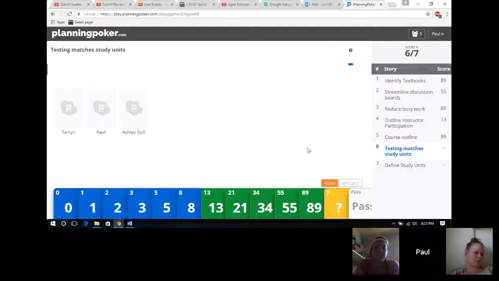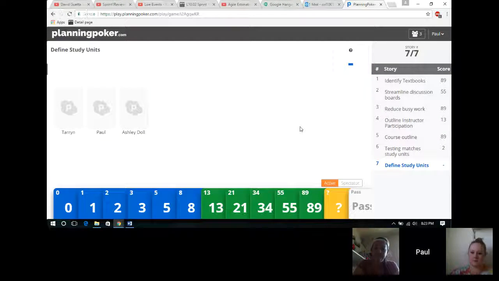Okay, the next point that we're looking at is testing matches the study units. We feel that in the current course that we're taking, the testing doesn't quite match what we're doing. So we'll see how important that is to our team. Then we'll go ahead and flip those over. We all agree that testing matching the study units is not quite the most important thing. It's still very important for us, but it's not the highest on our priority list.